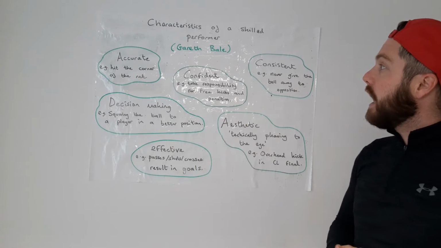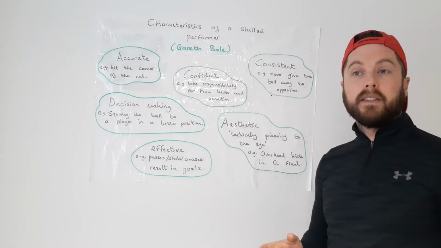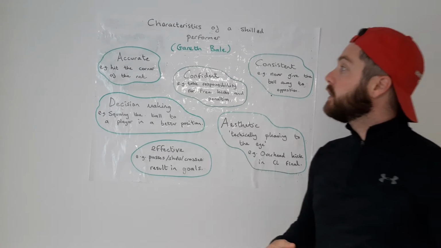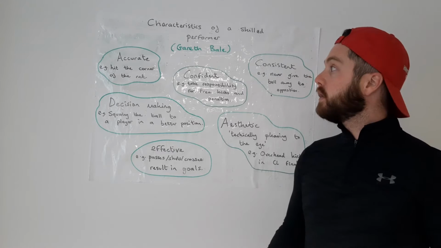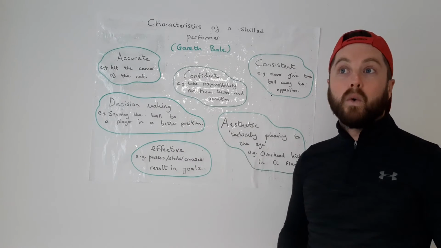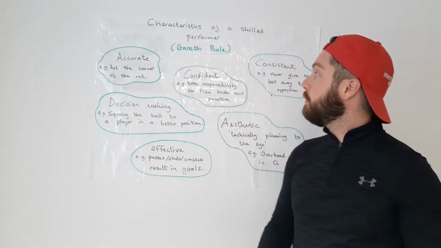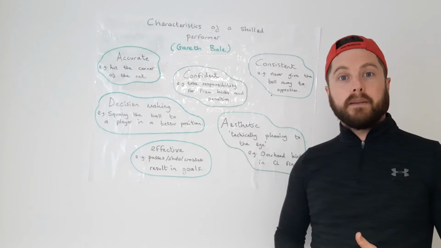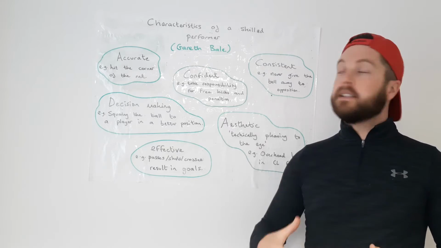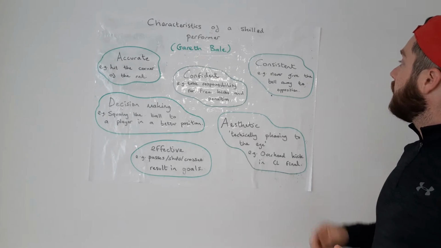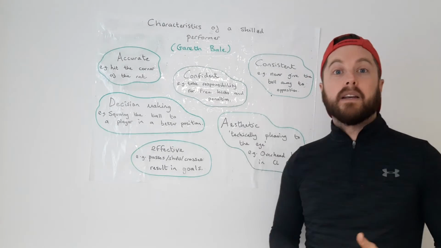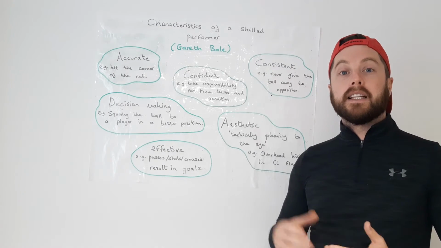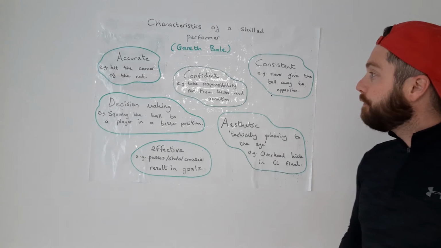The ones I've used: accurate, and the example I've given of his accuracy is when he strikes the ball or has a shot, he hits the corner of the net and puts the ball away from the goalkeeper. Confident, so if there's a free kick or an important penalty to be taken, he's got the confidence in his ability to take it. Consistent, so he rarely gives the ball away to the opposition. He consistently finds a teammate.